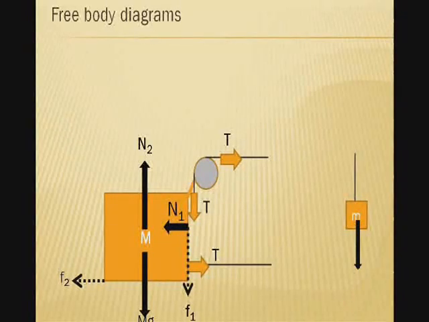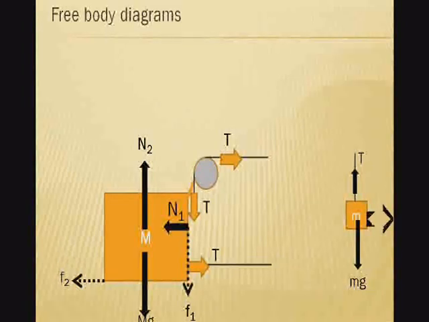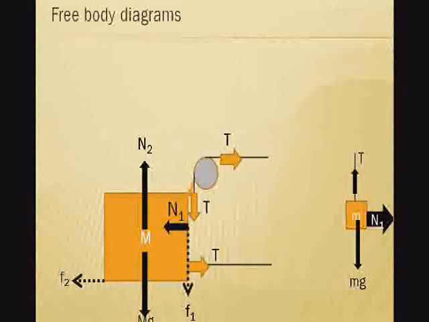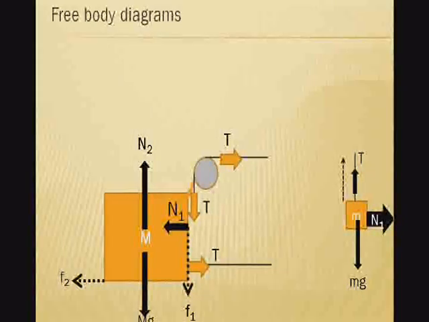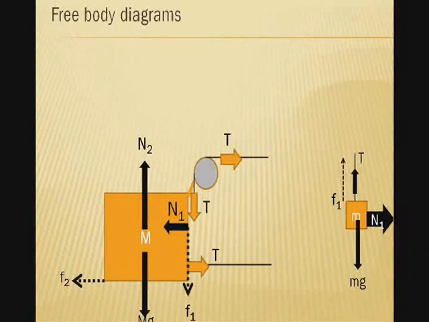mg is acting downward, and tension is acting upward, and a normal reaction N1 is acting on this in this direction. So the small m mass block has acceleration in the downward direction, that is 2a, as well as in the horizontal direction. And also the friction force is acting on this small m mass block in the vertical upward direction. So now we will find the equation for the smaller block first.